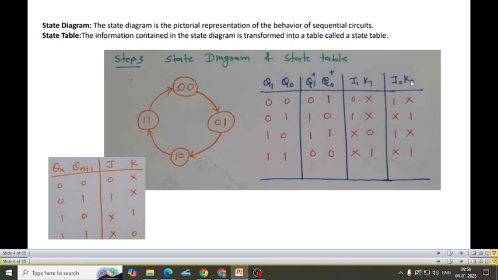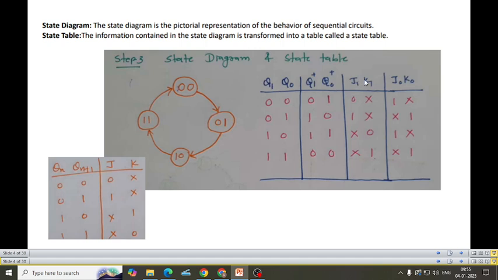So first let us start with J naught K naught. Since we are using JK flip flop, I need to see Q naught and Q naught star. So 0 1 means 1 and don't care. Next, Q naught is 1, Q naught star is 0. 1 0 means don't care, 1. Next is 0 1, that is 1 don't care. Next is 1 0, don't care, 1. I'm done with J naught K naught.